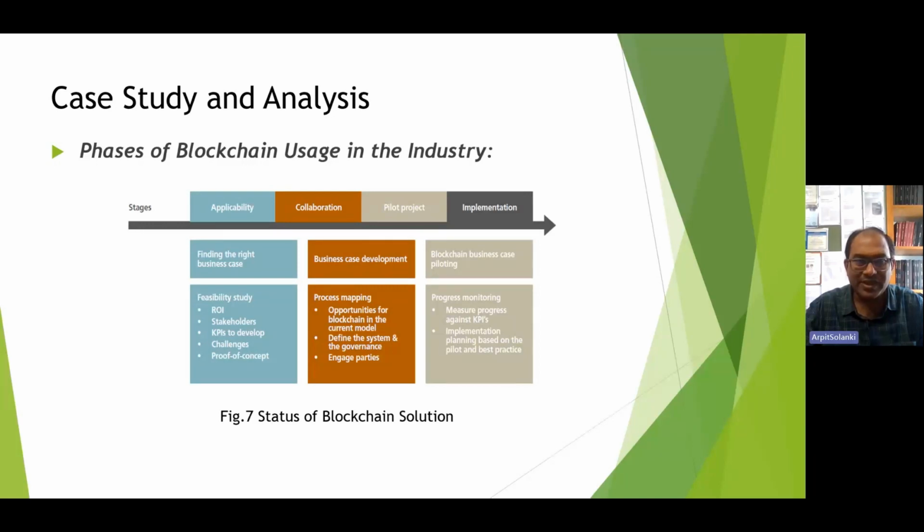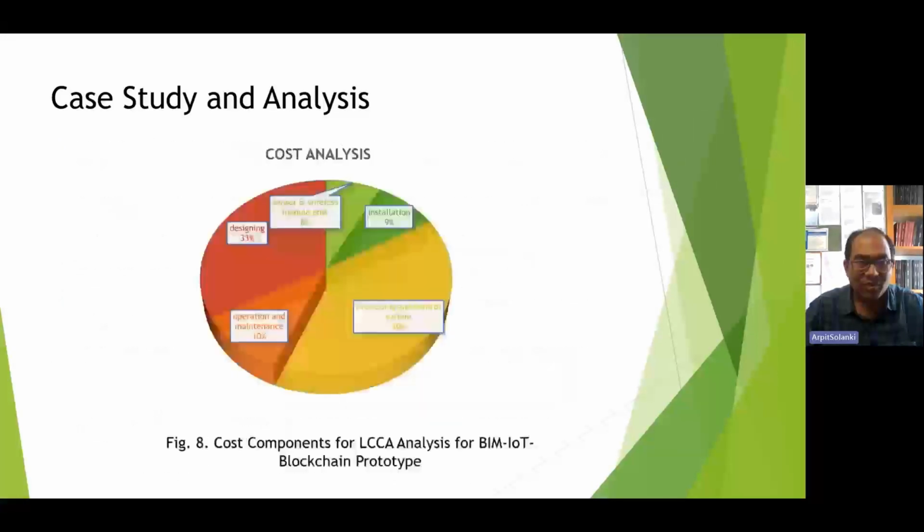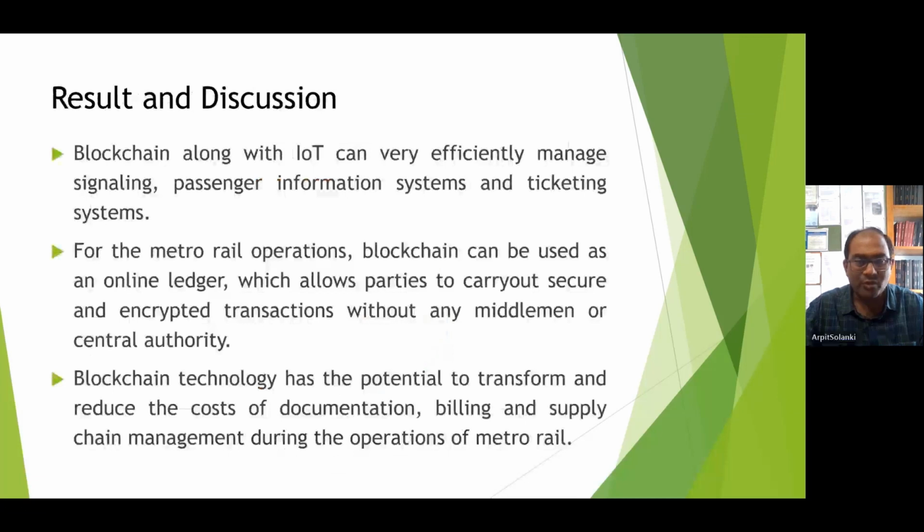So these are the different phases of the use of the blockchain in the industry. And then we also see that we have done a life cycle costing analysis of the proposed prototype, where the installation cost is about 9%, the sensor, wireless and module cost is about 8%, the designing cost is about 33%, the operation and maintenance cost is about 10%, and the processing and control system cost is about 40%.